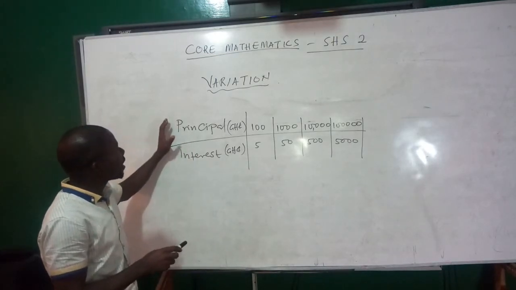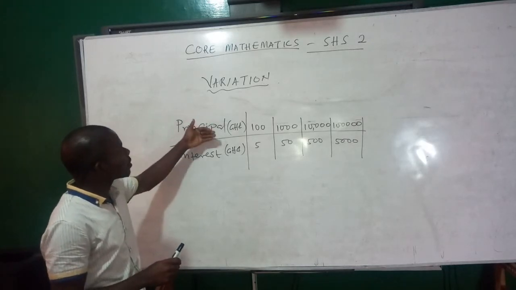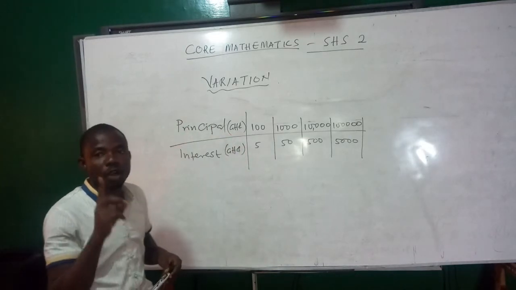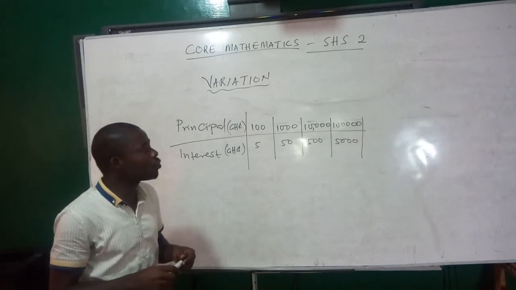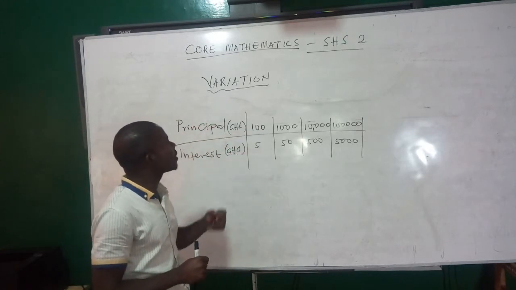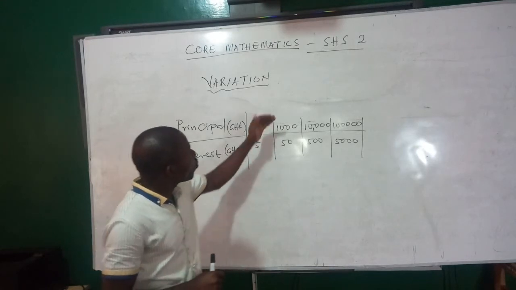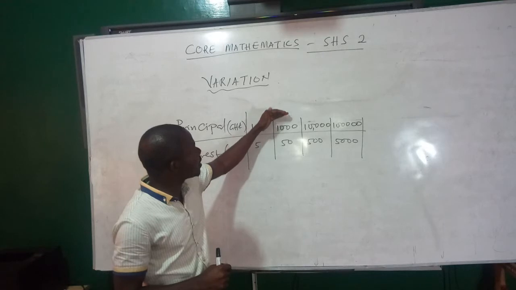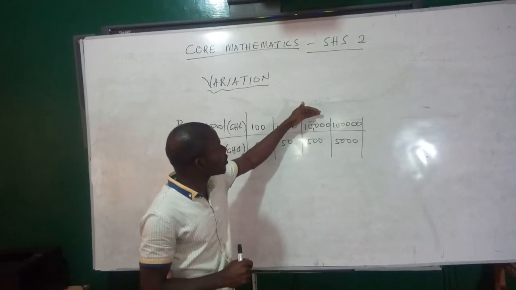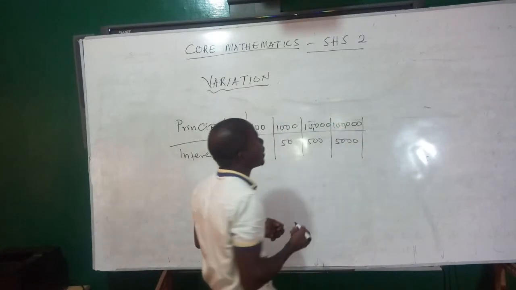This table we have here is a simple interest calculated on some principals for a period of 1 year at the rate of 5% per annum. Whenever the principal is 100 cedis, the interest will be 5 cedis. When the principal is 1,000 cedis, we are going to get an interest of 50 cedis. With 10,000 we are getting 500, and then 100,000 we have 5,000.